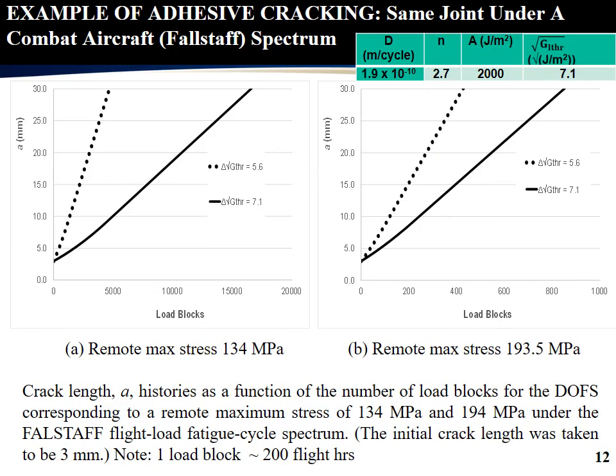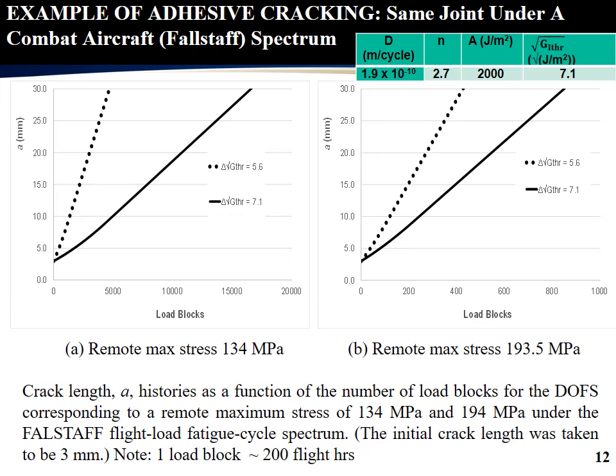To continue this study, let us consider the same joint subjected to a full-staff flight load spectrum, which is a combat aircraft spectrum. We will consider two maximum stresses in the spectrum. The first case when the maximum stress is 134, the other at 193.5 megapascals. The 193.5 corresponds to a maximum stress that you could realistically expect to happen in a wing skin.